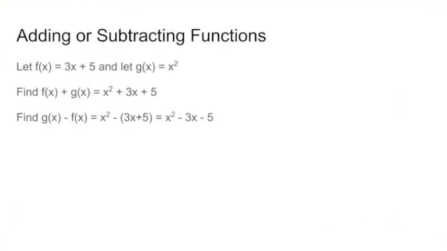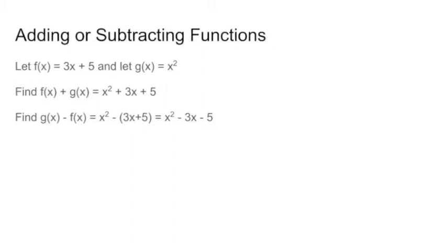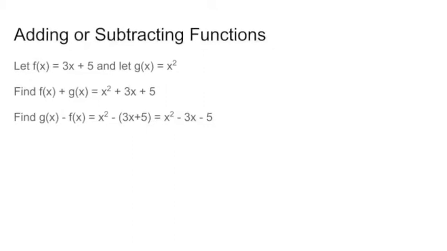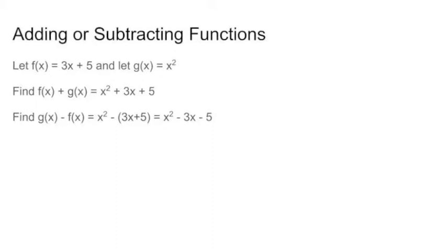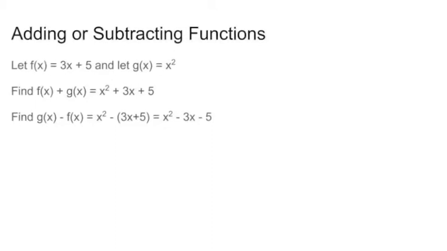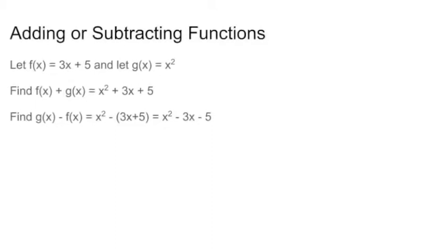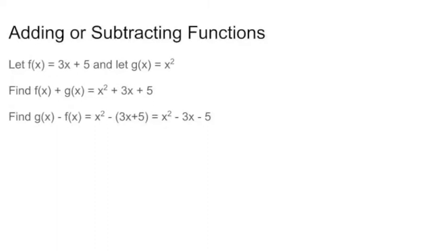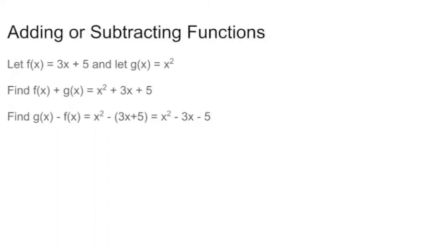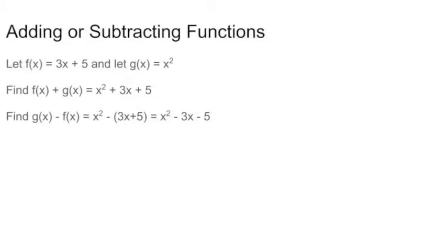All right, with functions, you can add or subtract them, which we've done already. But basically, you'll be given f of x and g of x, and your job is to add them. So in this case, f of x is 3x plus 5, g of x is x squared. So we have to add f of x to g of x, which there's no like term, so it's just x squared plus 3x plus 5.